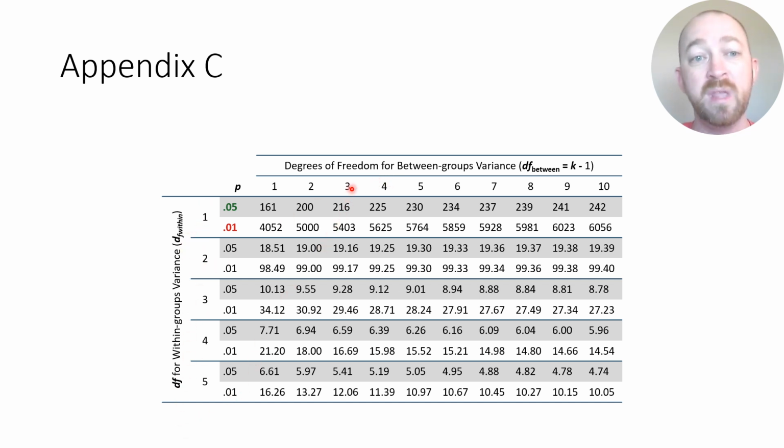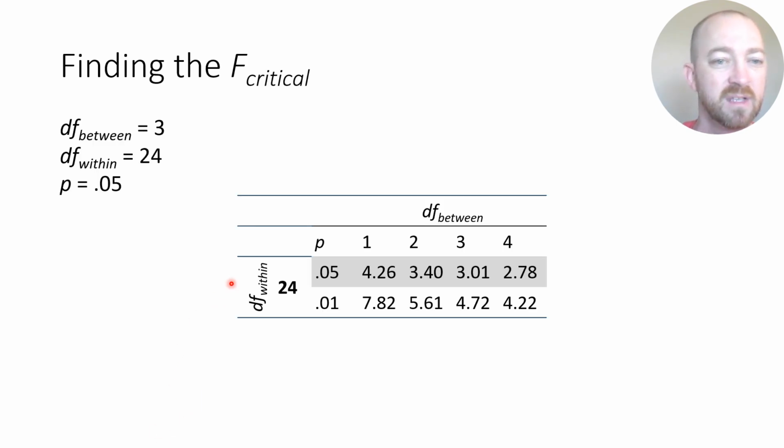Now, we had 3 degrees of freedom for our between groups variance. We just figured that out. So we're going to be looking down this column. We had 24 degrees of freedom for our within groups variance, and as you can see, 24 doesn't appear on this page, so we're going to have to skip to the next page. Now, I'll show you that section here in a minute. So it'll look like this if I zoom in, right? I've got 3 degrees of freedom for the between groups variance and 24 degrees of freedom for the within groups variance. So I find this corresponding row.